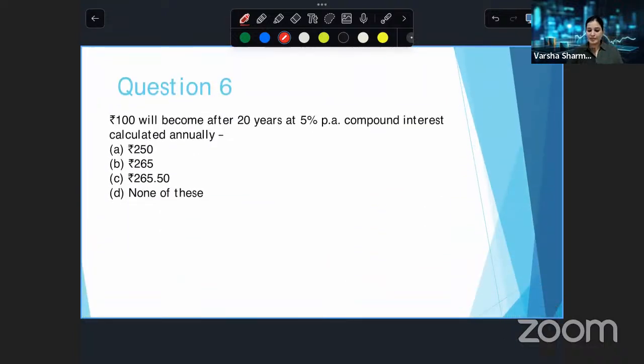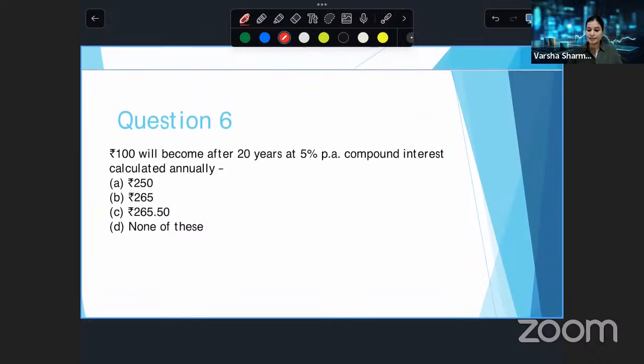6. Rupees 100 will become after 20 years at 5% per annum compound interest calculated annually. At 5% annual compounding, the compounding value will be 1.05. Amount is principal into compounding value raised to the power number of years. Calculate. We are getting 265.32. Yes. Which one is closer? B or C? C is closer, so C is our answer. Clear? Clear?